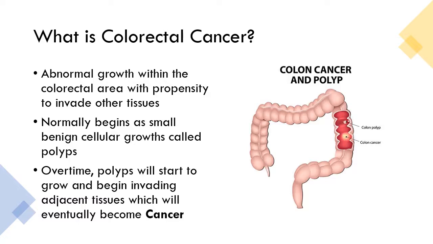Colorectal cancer typically begins as an abnormal growth within the colorectal lining. Abnormal growths will start out as benign overgrowths of the colorectal lining with stalks, termed polyps. These benign overgrowths over time will continue to enlarge until the cellular mechanisms begin to acquire the propensity to invade adjacent tissues, resulting in what we know as cancer.